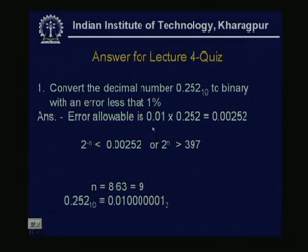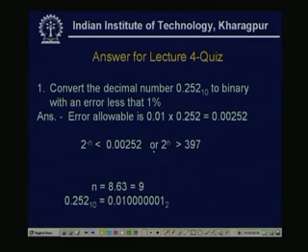The first question was to convert the decimal number 0.252 to binary with an error less than 1%. Now, as the error is 1%, what will be the error on 0.252? We multiply 0.01 into the number 0.252, and this is equal to 0.00252.